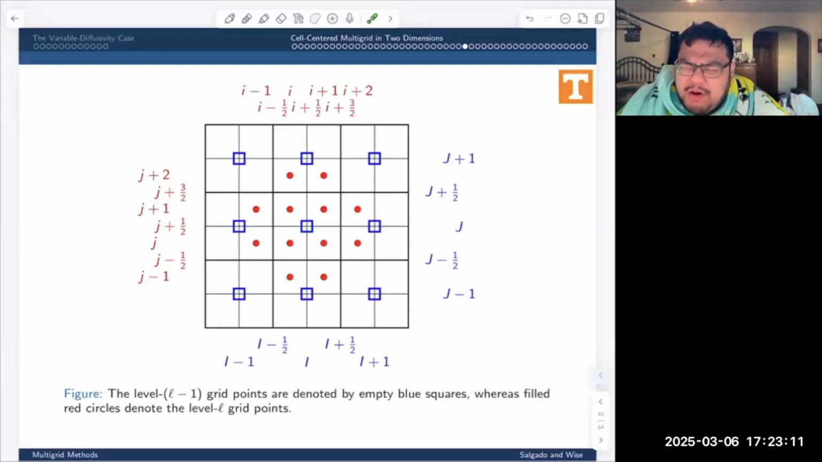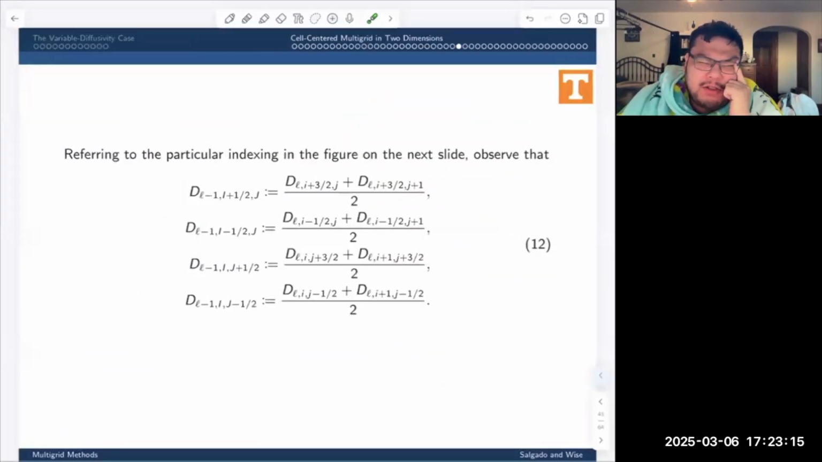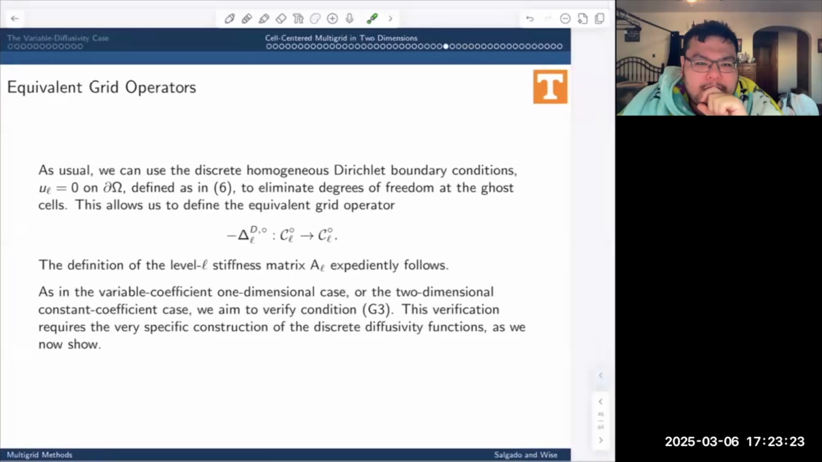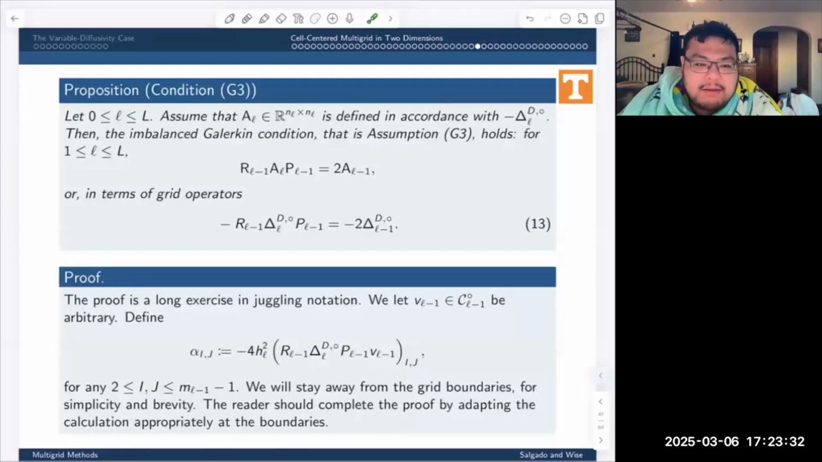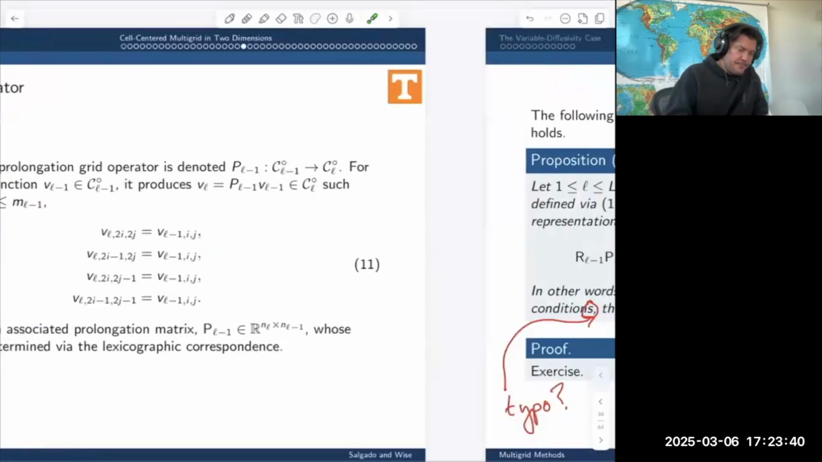Okay. Can you go back to the one that you wanted to prove, like the imbalanced Galerkin condition, that statement? Here. Oh, the thing that I asked you guys to prove? Yeah. So that's where was it? Maybe somewhere around here.